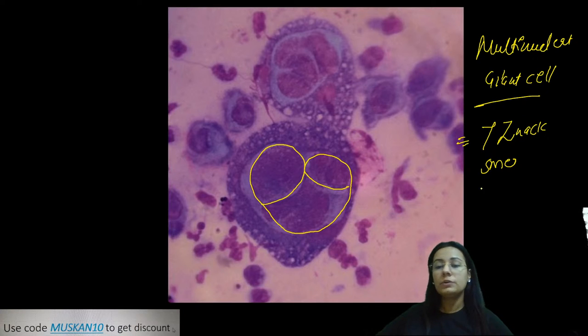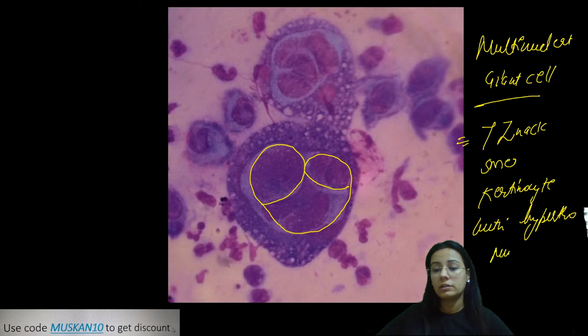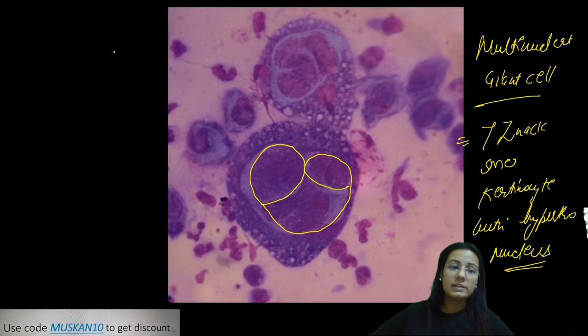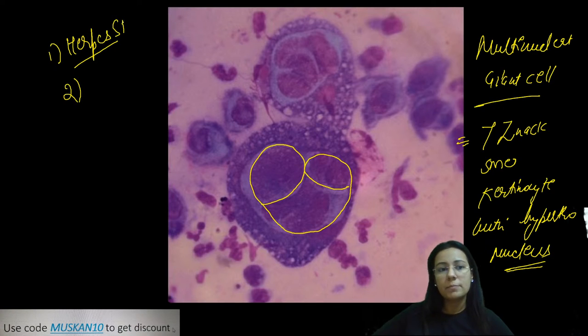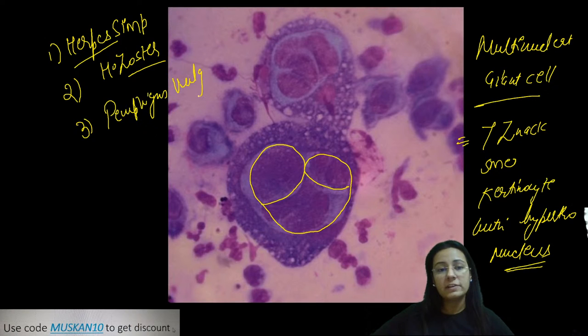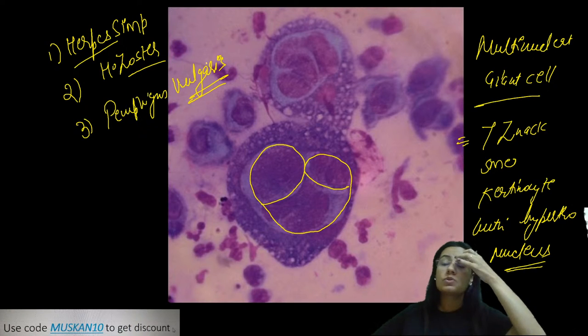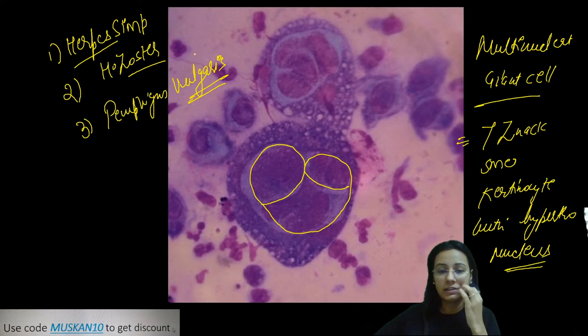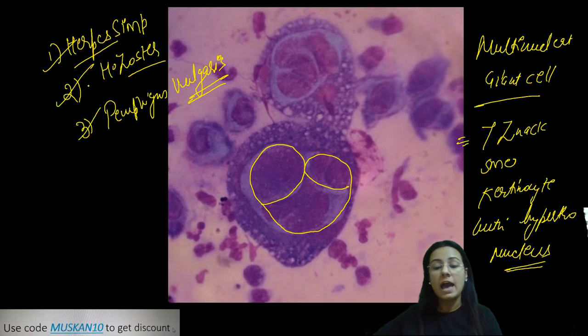That is the multinucleate giant cell, that is the keratinocyte with hypertrophic nucleus. Okay, and where are the Tzanck cells seen? In herpes simplex, herpes zoster, okay, pemphigus vulgaris. So it is a multinucleate giant cell, keratinocyte with hypertrophic nucleus, that is seen in herpes zoster, herpes simplex and pemphigus vulgaris. Please remember, this is important.